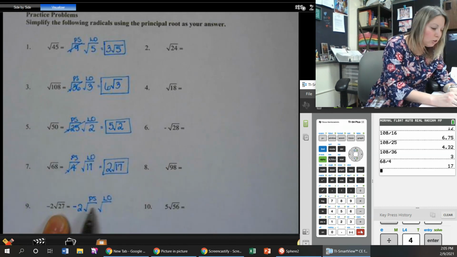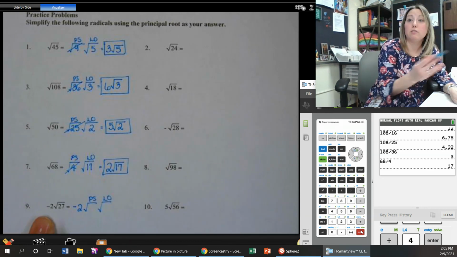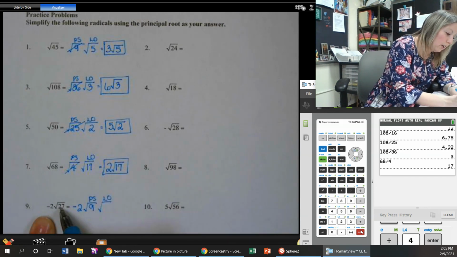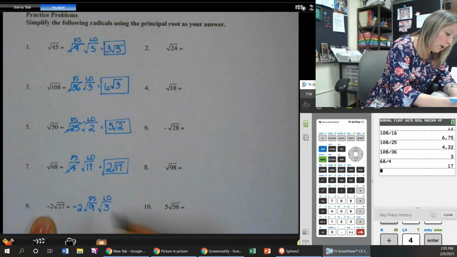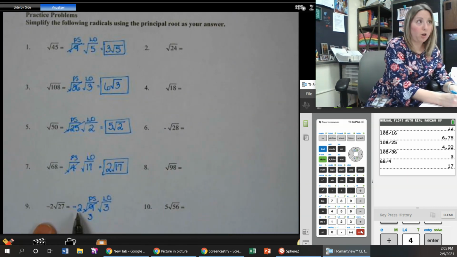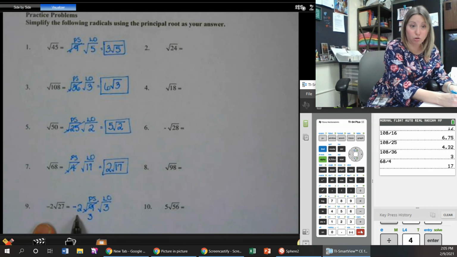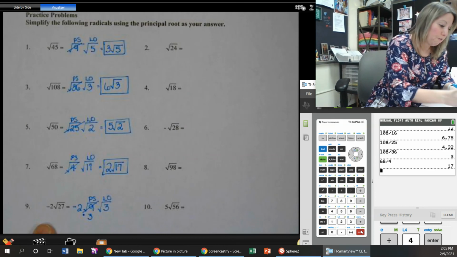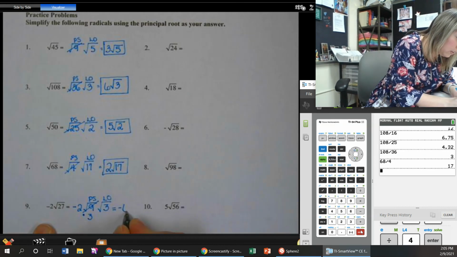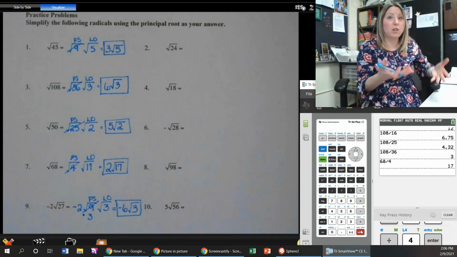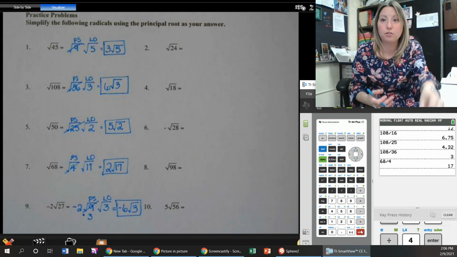Okay, so now radical 27 is evenly divisible by 9, my perfect square. 27 divided by 9 is 3. Now I take the square root of 9 and I get 3. There was already this coefficient of negative 2, so multiply negative 2 times 3 to get your final coefficient, which is negative 6, and bring that radical 3 along, multiplied together for the final answer. So say it with me, negative 6 radical 3.